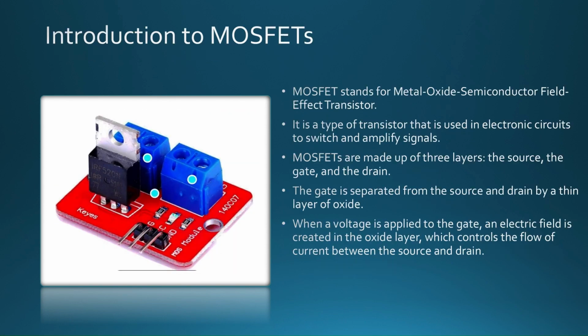MOSFET stands for metal oxide semiconductor field effect transistor. It is a type of transistor that is used in electronic circuits to switch and amplify signals. MOSFETs are made up of three layers: the source, the gate, and the drain. The gate is separated from the source and drain by a thin layer of oxide. When a voltage is applied to the gate, an electric field is created in the oxide layer, which controls the flow of current between the source and drain.